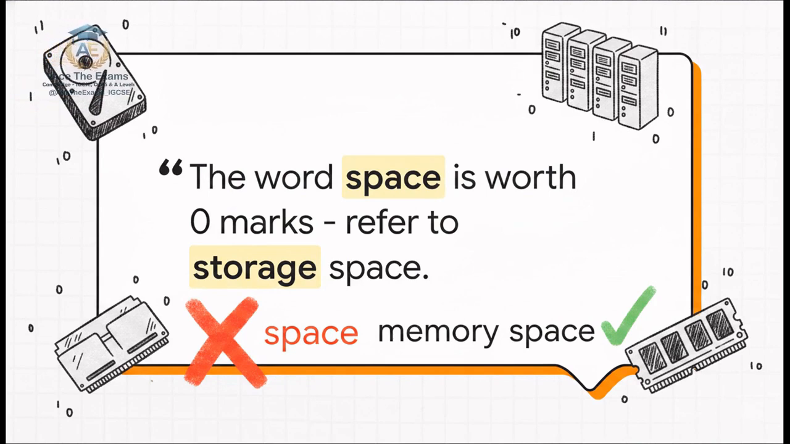The word space on its own is worth 0 marks. It needs to refer to storage space or memory space. Let that sink in. You could understand the entire complex logic of run-length encoding, but if you tell the examiner that compression saves space, they will ruthlessly tank your grade and give you 0 marks for that point. You aren't saving space. You are reducing the storage space or the memory space required. In computer science, precision is absolutely everything.